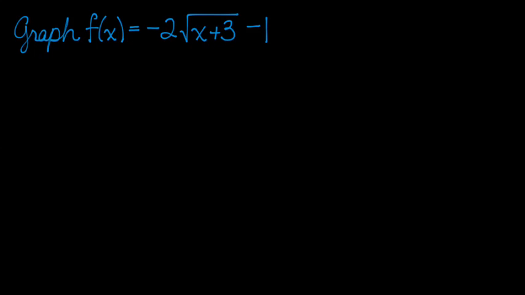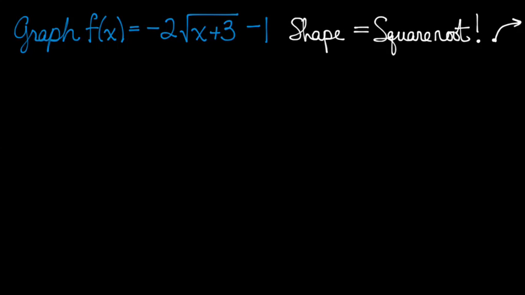I want to graph this function. Now, this is a square root shape, I can tell, but it's got several transformations applied to it. I need to figure out what those are. So I'm going to spend a while talking about transformations in a general sense, and then I'm going to attack this specific example.